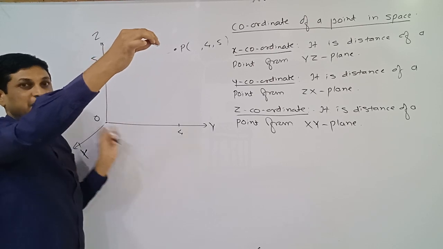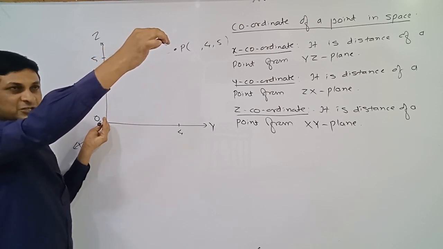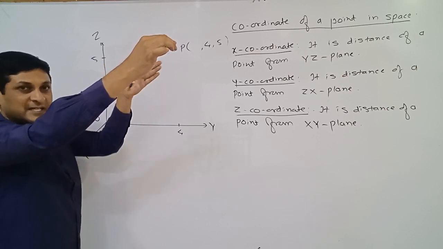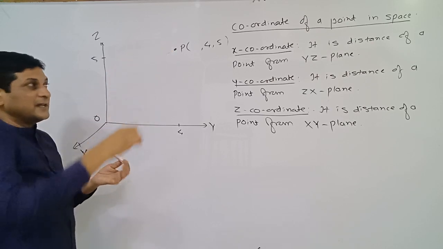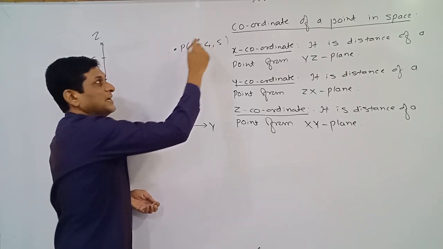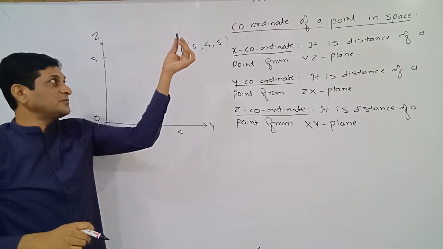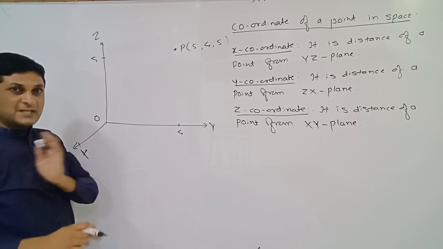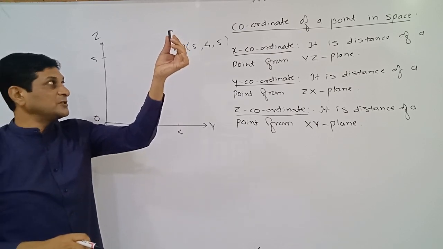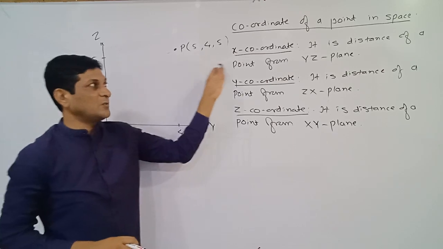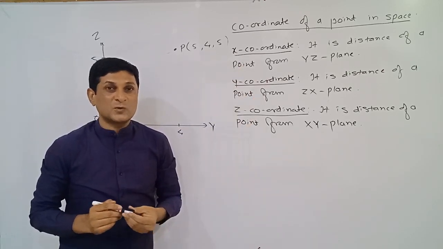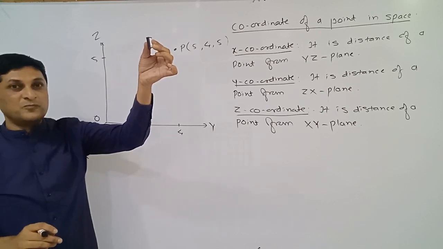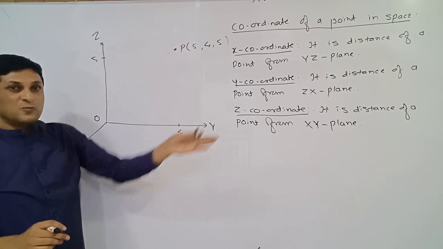Now if you observe the distance of this point from which plane? The YZ plane. The distance from the YZ plane is nothing but the X coordinate, which you are measuring on the X-axis. So if this distance of this point from the YZ plane is 5 unit, this distance is called the X coordinate. So hope the idea of x coordinate is clear. X coordinate is nothing but the distance of the point from the YZ plane.